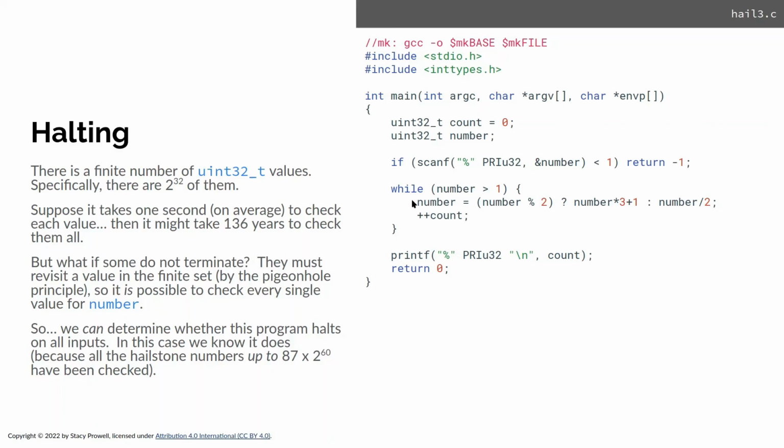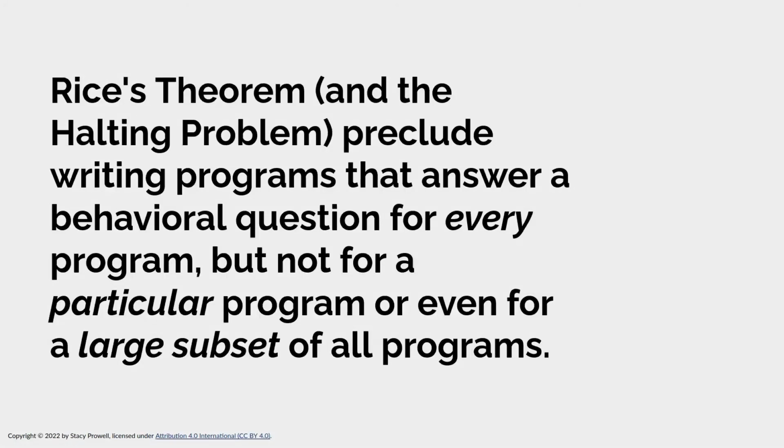And in fact, in this case, we know it does because people have checked all the Hailstone numbers up to 2 to the 60th. So since we're only at 2 to the 32nd, we know that every input of this program will halt. So we've cracked the halting problem for this particular program, even though the underlying question is one that's unsolved by mathematics, which is, I think, pretty cool.